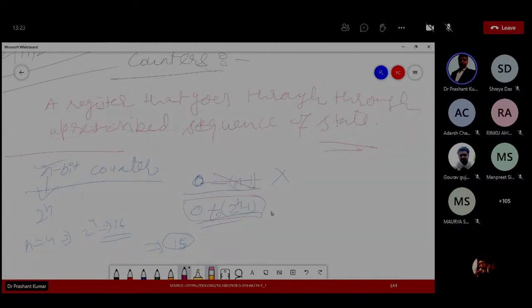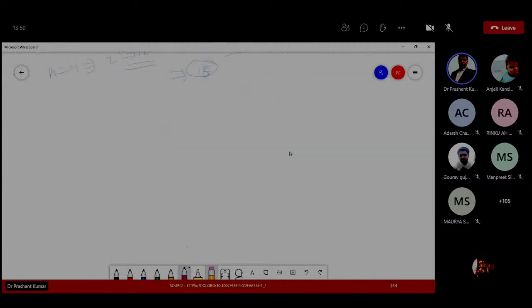And to create an n bit counter, how many flip flops will be required? N number of flip flops will be required. Fine. So now we have two available categories of counters, and these are ripple counter and synchronous counter.